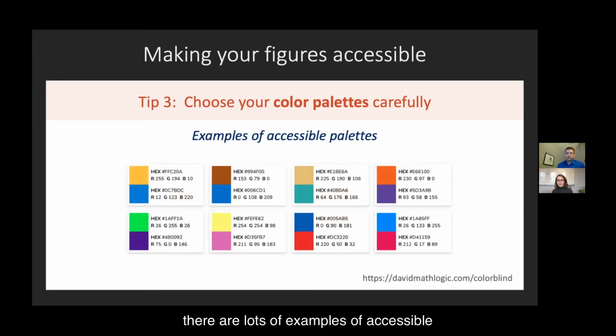There are lots of examples of accessible color palettes, and this particular website here has some examples for you. These are some examples of colors that are colorblind friendly. They're highly contrastable between the two, depending on the type of color blindness. And again, I'll share all of these links after the workshop, so you'll have access to that as well.